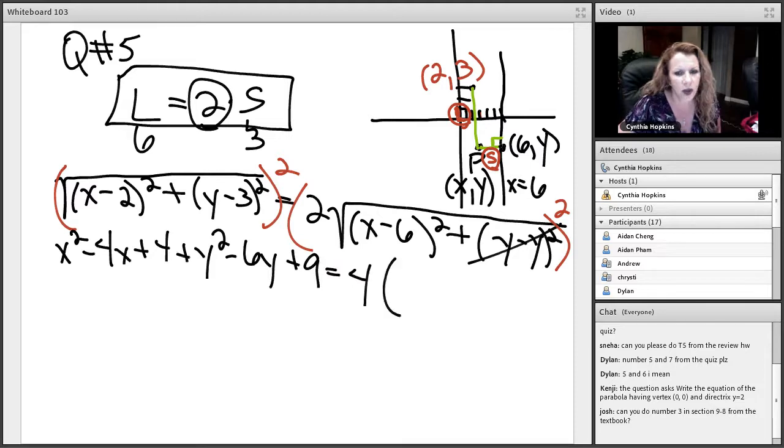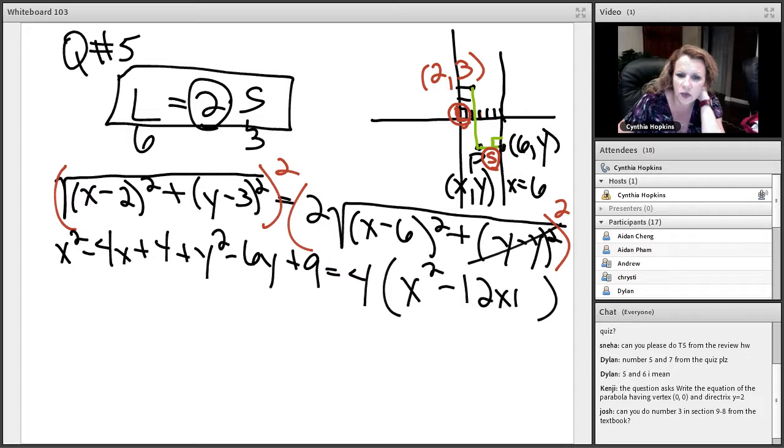you have to put this in parentheses. Okay, I squared my 2 and got 4, and then you have to put parentheses. And when I square my square root, the square will cancel the square root. I get the stuff inside, which is just x squared minus 12x plus 36. And remember, the y minus y was just 0, so that's gone.